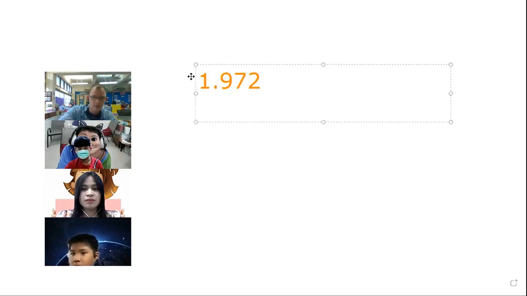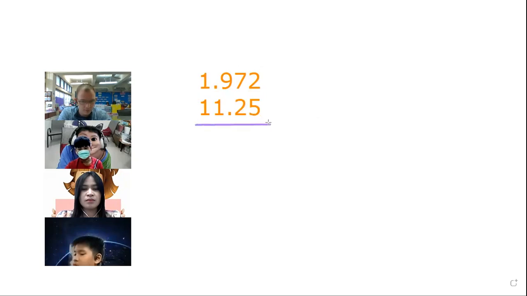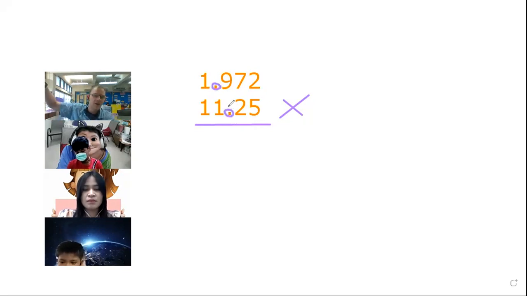1.972 multiply with 11.25. A little bit longer one for us to solve here. So let's see. We have to multiply these two numbers together. First step we think of is we don't think about the decimals. Don't care about them. We'll worry about them at the end.